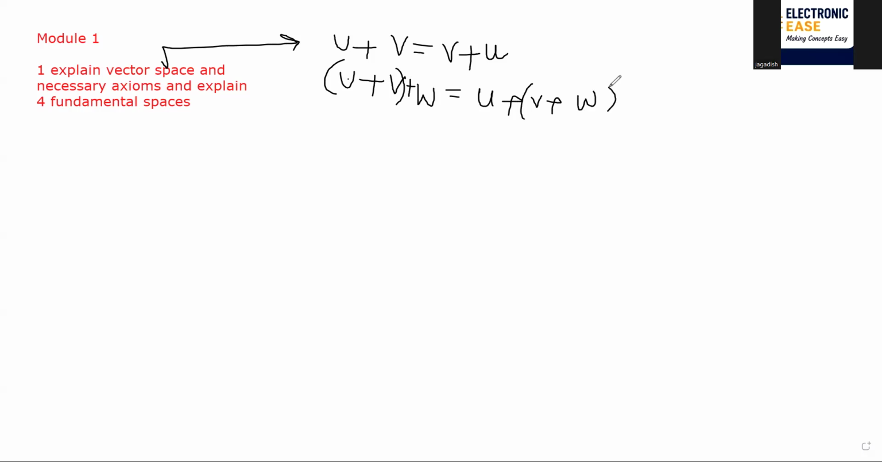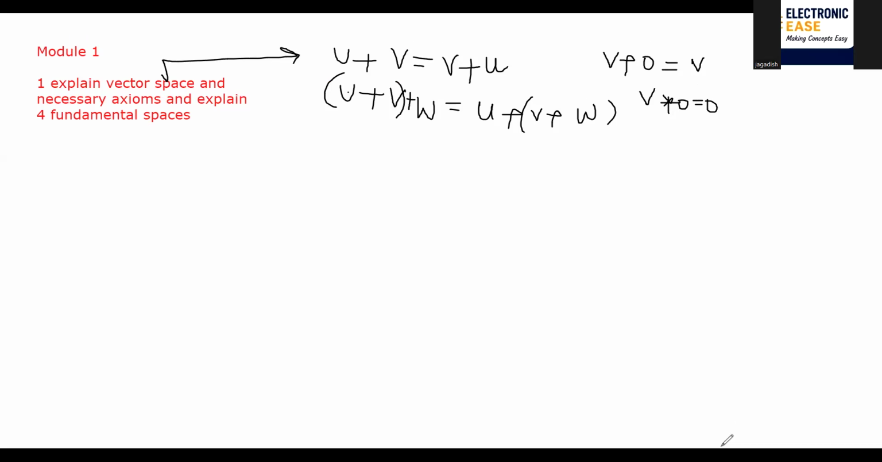So there is a zero vector: whenever you add any vector to your zero vector, you get back the same one. If you multiply by zero, you get back zero, and for addition it will be the same. So that is the vector space.